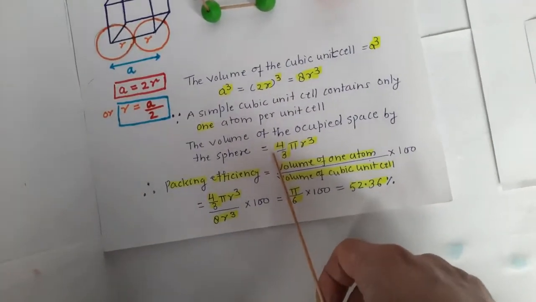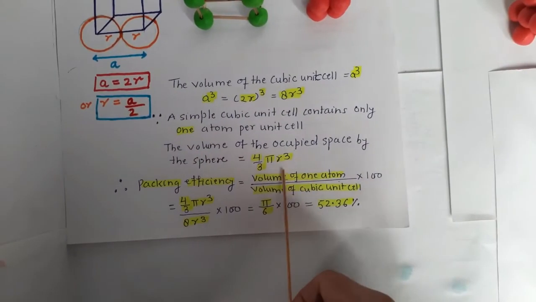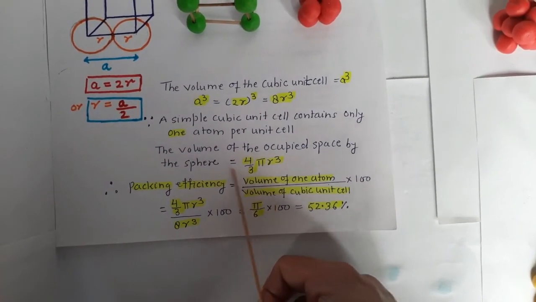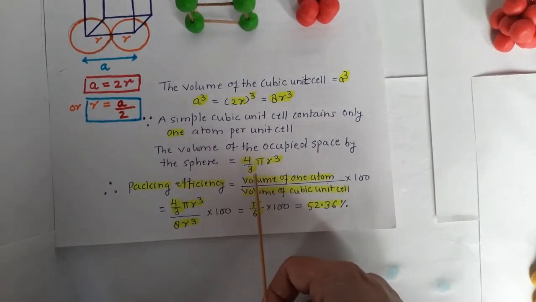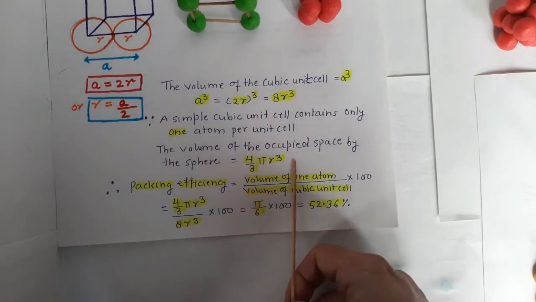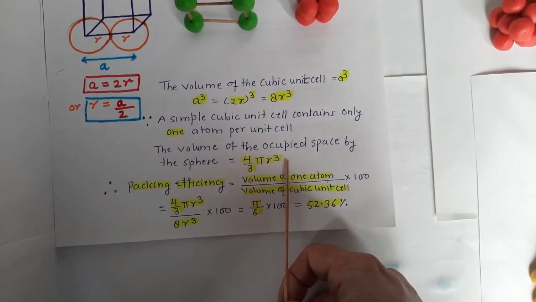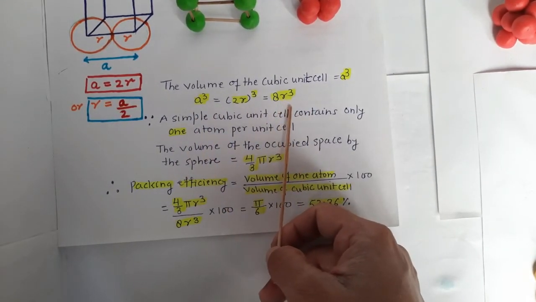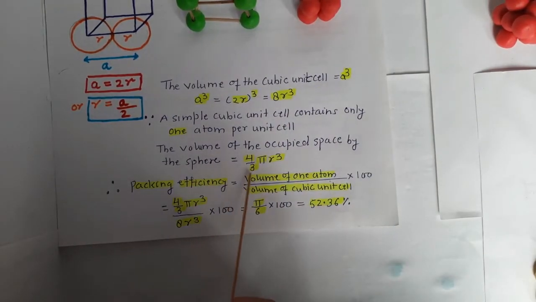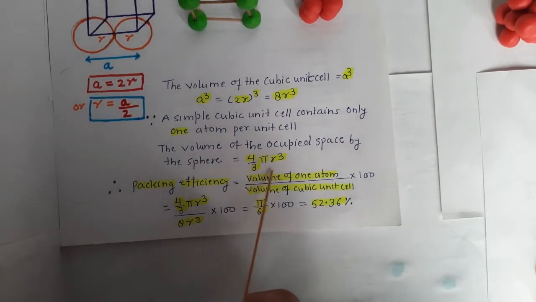So the volume occupied by the spheres in this unit cell will be equal to 1 multiplied by 4 by 3 pi r cube, where r represents the radius of the sphere, because there is only one atom per unit cell. Now the volume of the cubic unit cell is equal to 8 r cube, and the volume occupied by the spheres in the unit cell is equal to 4 by 3 pi r cube.